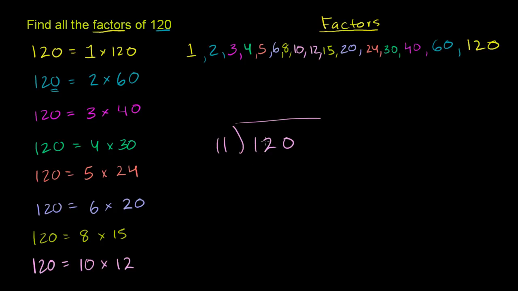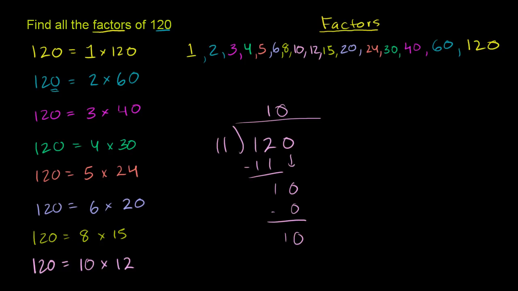11 goes into 12 one time. 1 times 11 is 11. Subtract, get 1, bring down the 0. 11 goes into 10 0 times. 0 times 11 is 0. You're left with a remainder of 10. So 11 goes into 120 10 times with the remainder 10. Definitely does not go in evenly.